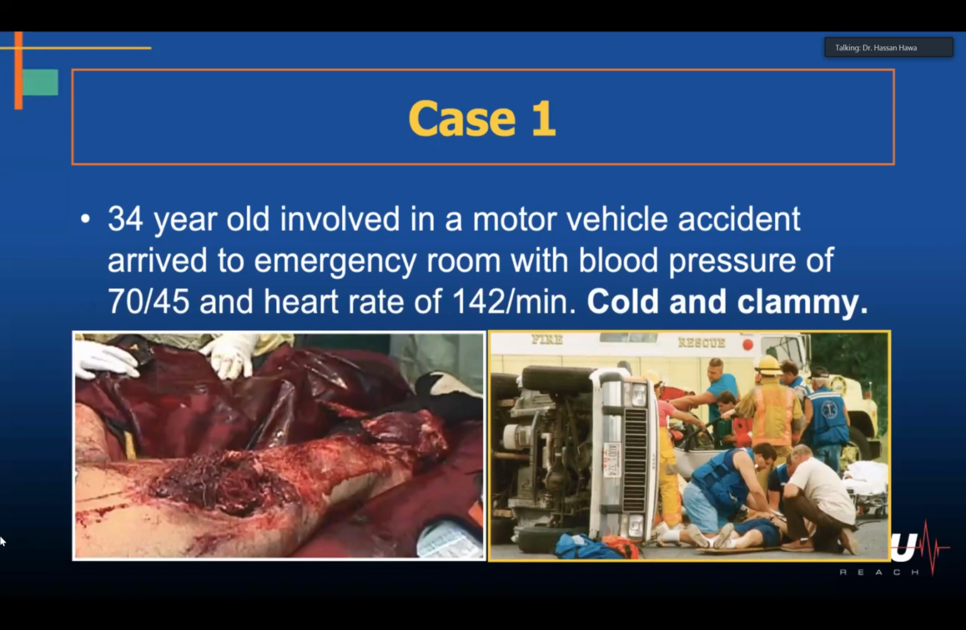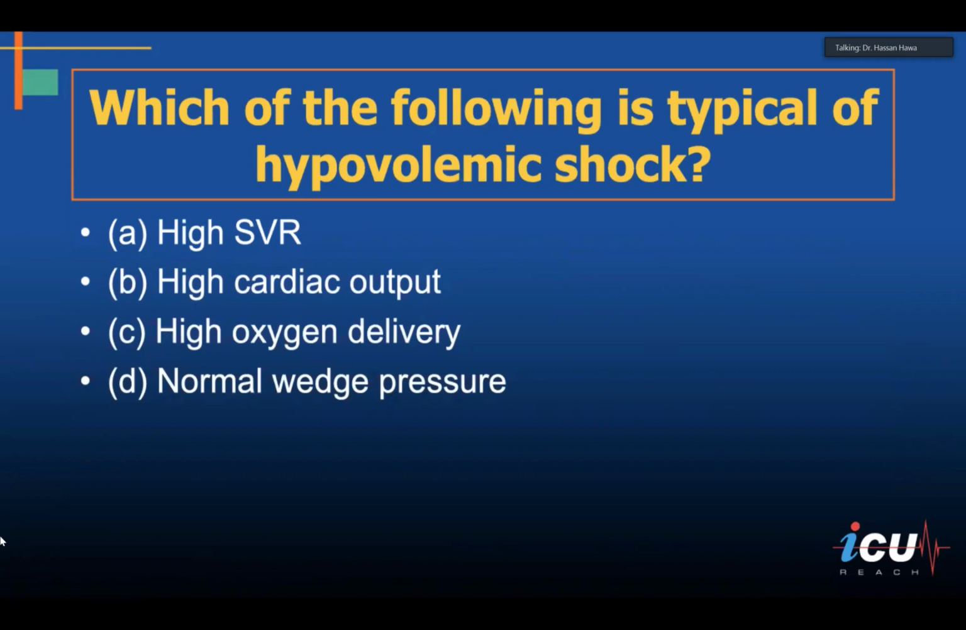Right, a few quick cases and we'll be done with the shock syndromes. So this is a 34-year-old patient involved in a motor vehicle accident, arrived to the emergency room with blood pressure of 70/45. Heart rate is 142. He's cold and clammy. So the question to the audience: which of the following is typical in hypovolemic shock? Would you get high SVR, high cardiac output, high oxygen delivery, or normal wedge pressure? Any takers?